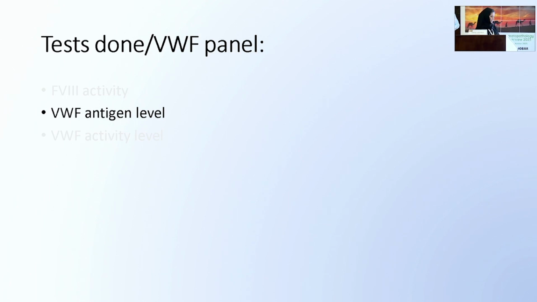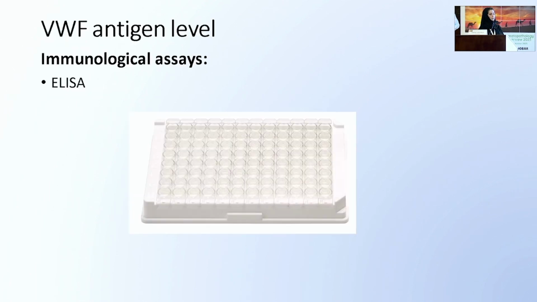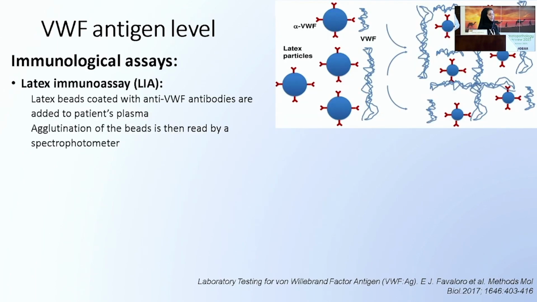VWF antigen level is done by immunological assays that historically were ELISA, the famous 96 well plastic tubes. And now it has been replaced, I would say, in the majority of places by the latex immunoassays, or what we call LIA testing. So briefly, latex beads coated with anti-VWF antibodies are added to patient plasma, and agglutination of the beads that is proportional to the level of the antigen is read by a spectrophotometer.